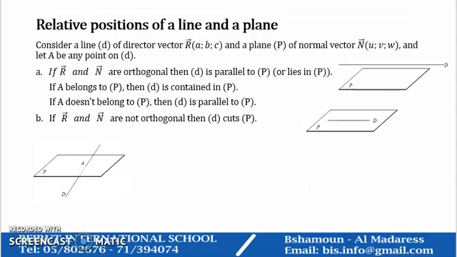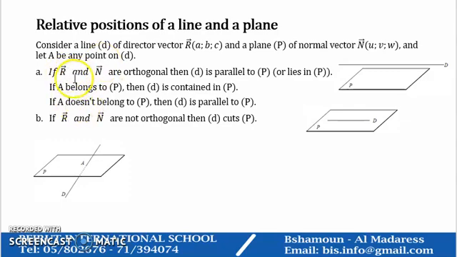Now, what about the relative position of a line and a plane? In fact, a line and a plane are either parallel, or the line lies in, or is contained in, the plane, or the line intersects the plane. How can I determine this? By using the director vector of the straight line, the normal vector of the plane, and by using the coordinates of a point A of the straight line. What do I mean by this?